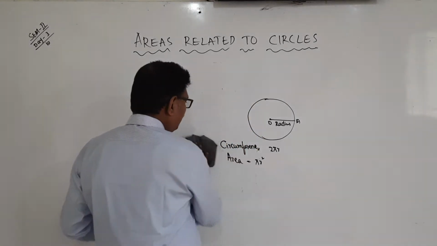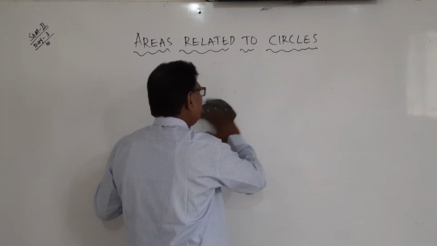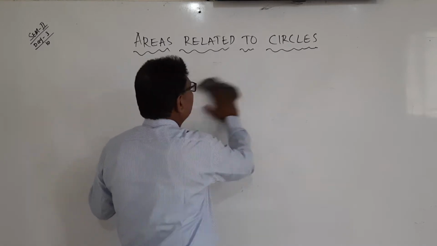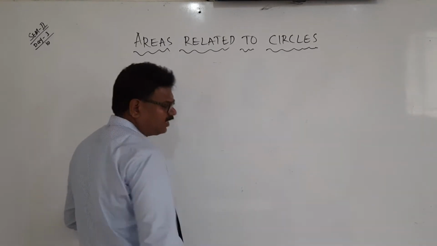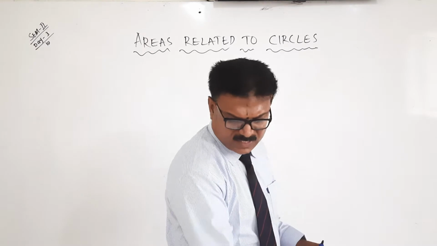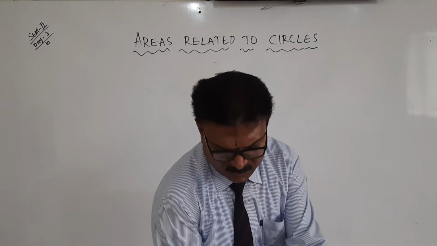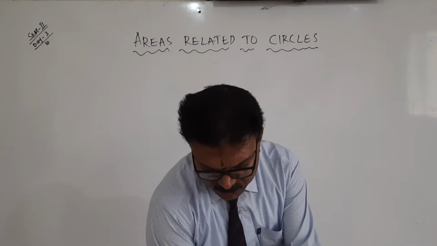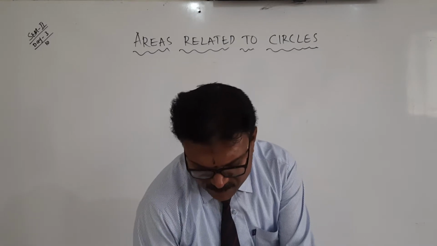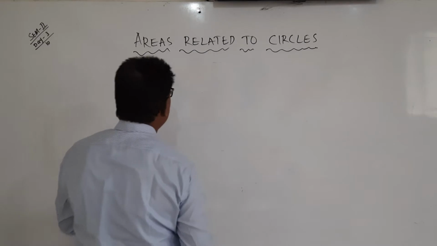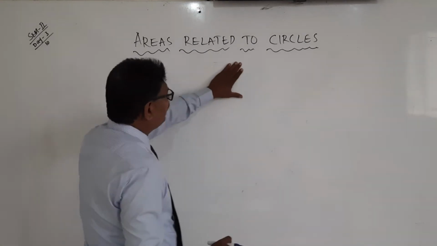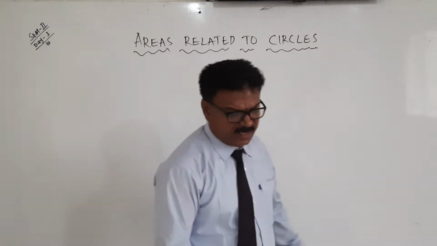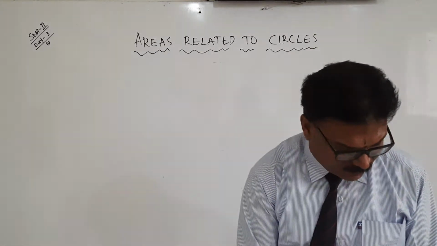By this we will understand or find out the areas which are related to circles only, and how they are related to each one. That means you will see many combined figures which are combined with circles. Right. We will find out one small problem.